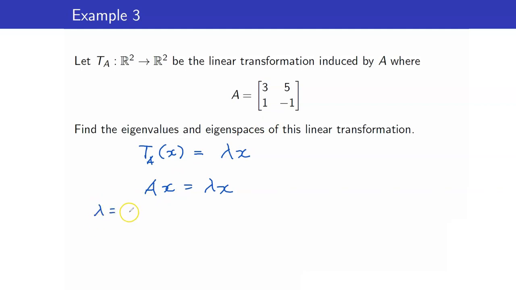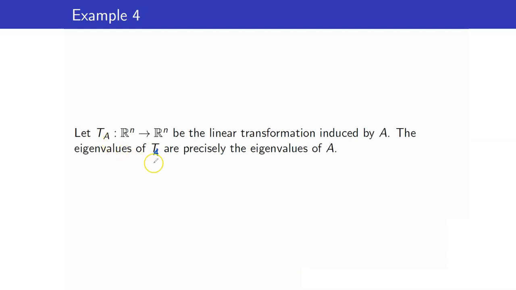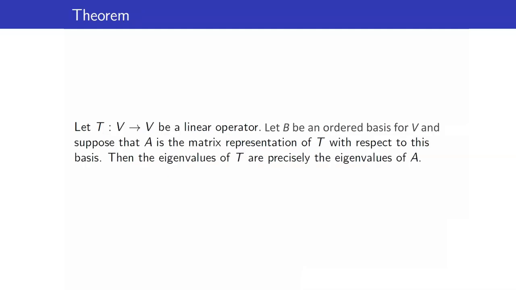The eigenvalues are 4 and negative 1, and we found that the eigenspace corresponding to 4 is this set. And the eigenspace corresponding to the eigenvalue negative 1 is this set. These are the eigenvalues of T_A and the corresponding eigenspaces. In general, the eigenvalues of any linear transformation induced by a matrix A are precisely the eigenvalues of that matrix. What we want to do next is to find the eigenvalues and eigenvectors of any linear operator, not just the linear operator induced by a matrix.